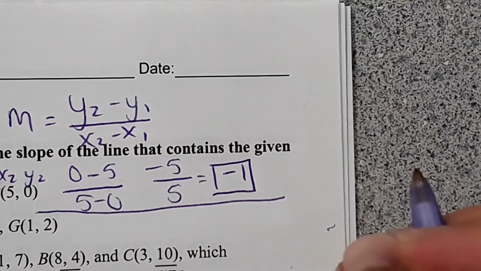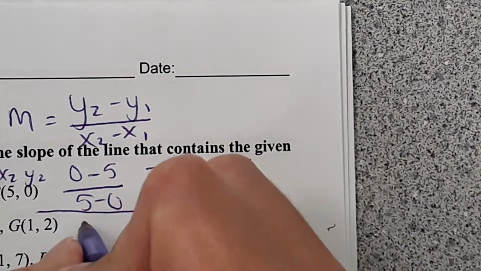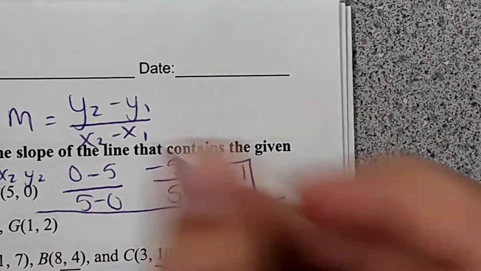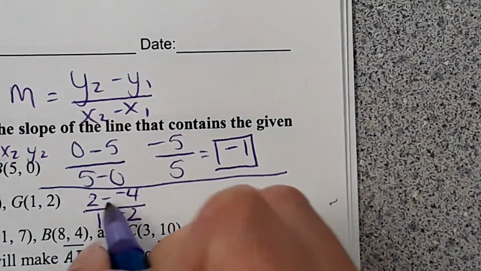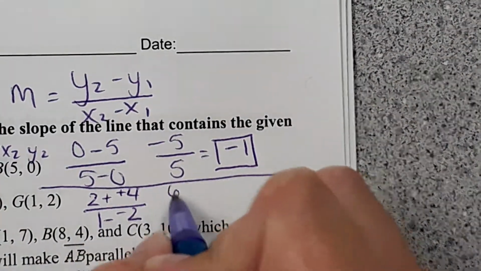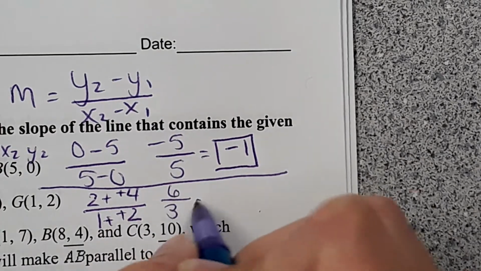Okay, number 12. He'll watch the recording later. Okay, 2 minus negative 4 over 1 minus negative 2. When you subtract a negative, add the opposite, so you get 6 over 3, which equals 2.